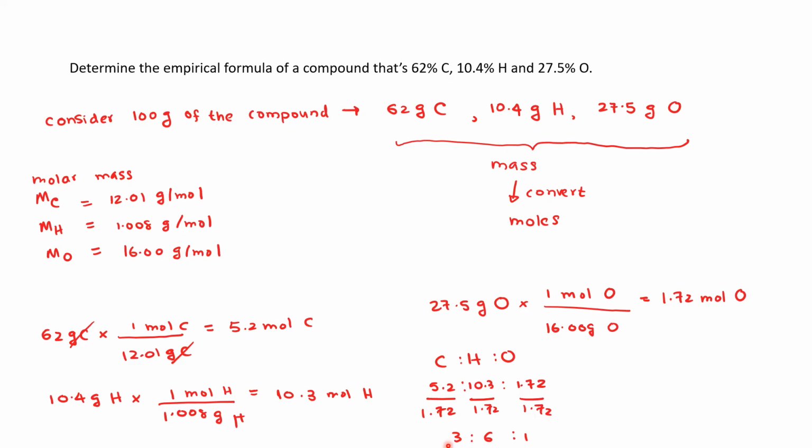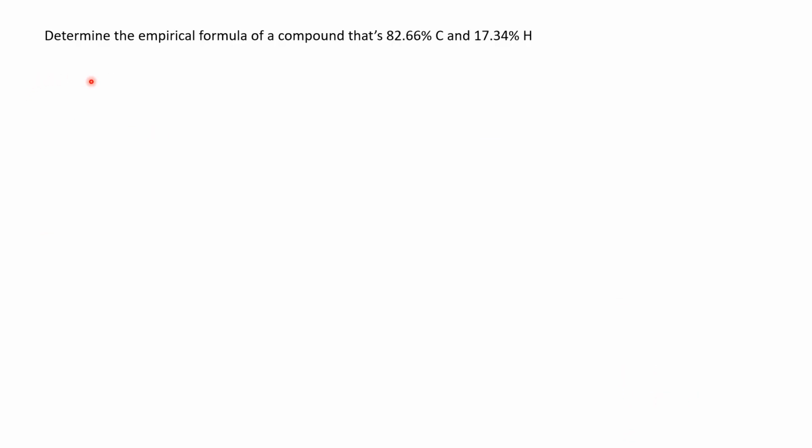When you divide, you will see the carbon to hydrogen to oxygen ratio is 3 to 6 to 1. So your empirical formula is C3H6O.